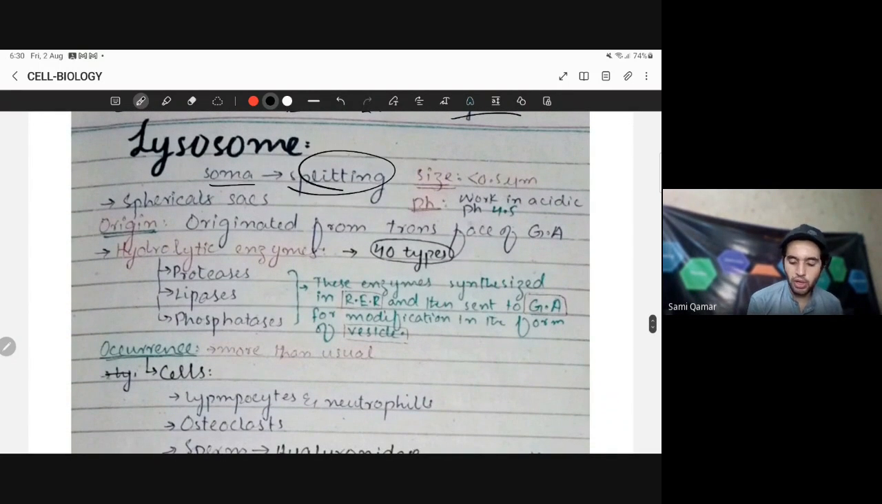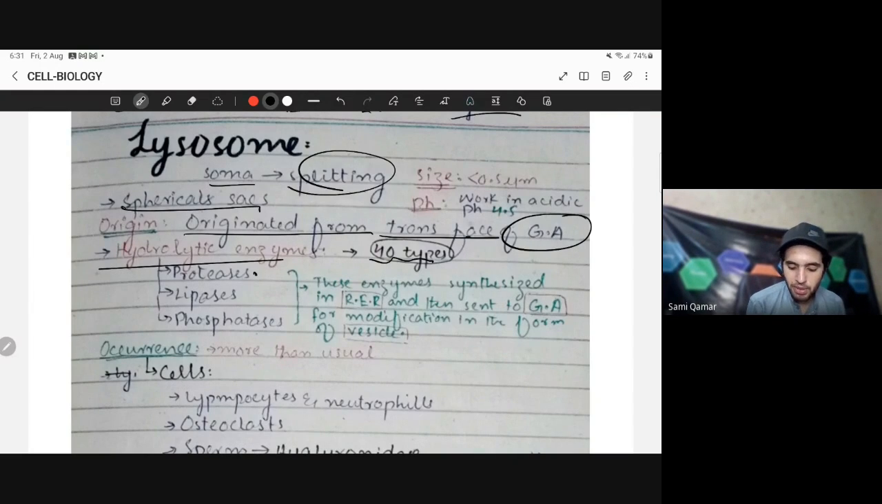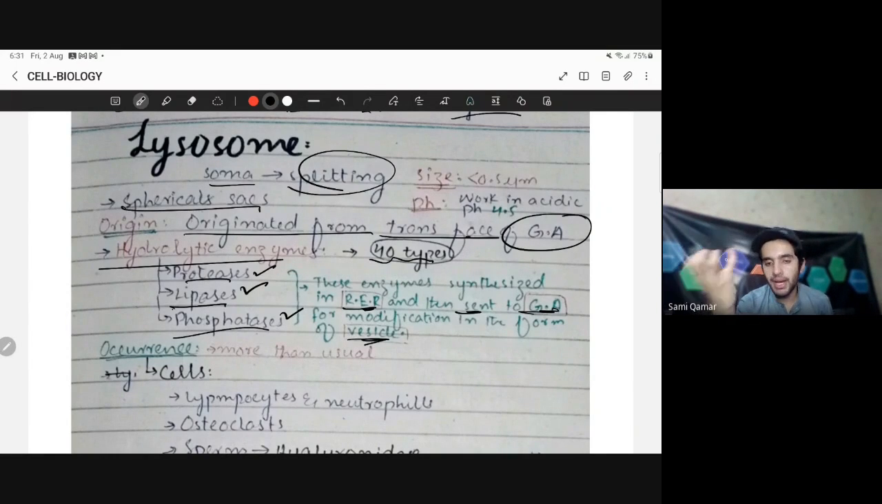What is it? It is a splitting body. Okay, they can burst in the cell, and they can kill everything. They are spherical sacs that originate from the trans face of the Golgi apparatus. They contain hydrolytic enzymes. Okay, hydrolytic enzymes are of 40 types. They include proteases, lipases, phosphatases. Proteases break down proteins, lipases break down lipids, and phosphatases break down phosphates, the phosphodiester bonds. The enzymes are synthesized in the rough endoplasmic reticulum, then sent to the Golgi apparatus for modification in the form of vesicles. Those enzymes are packed into vesicles, and they are known as lysosomes.